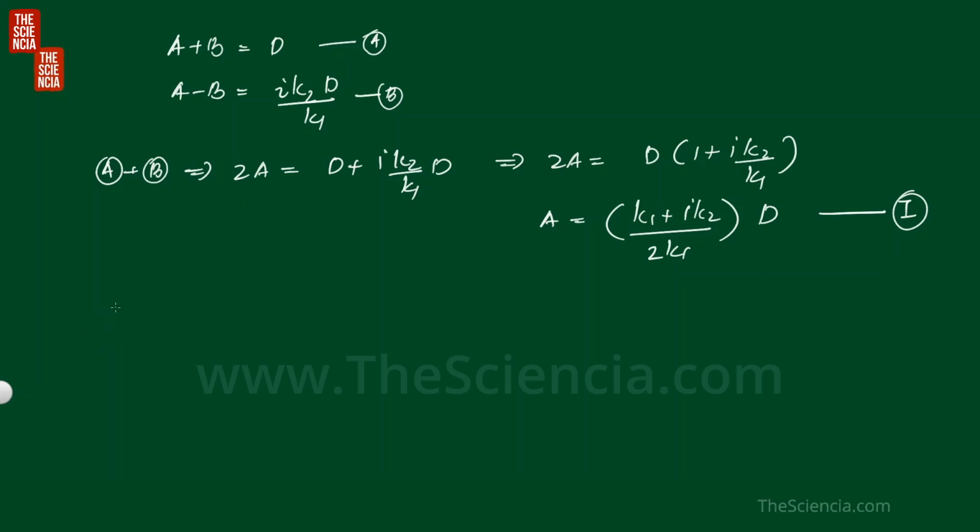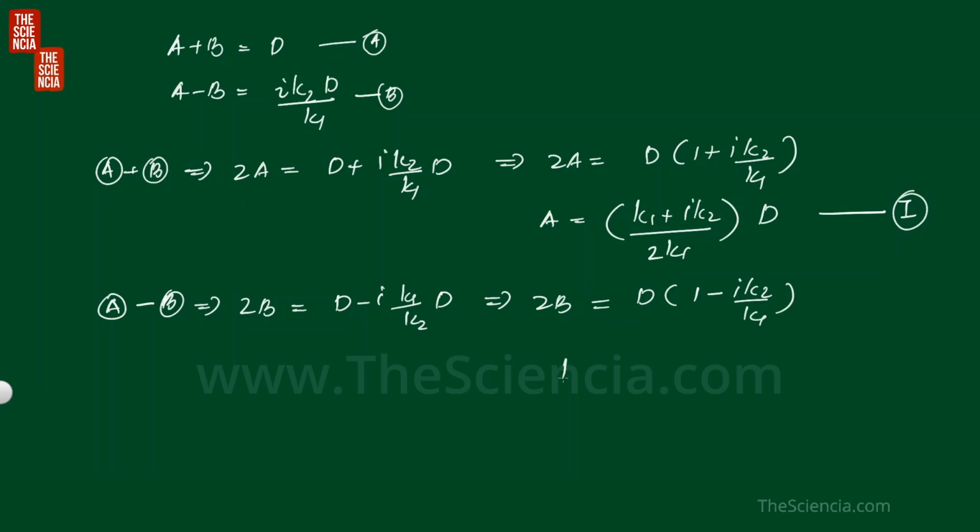And now I am going to subtract equation b from equation a. So what we will get? We will get 2b equal to d minus i k2 by k1 into d. That is 2b is equal to d into 1 minus i k2 by k1. That is b is equal to k1 minus i k2 by 2 k1 into d. I am calling this as 2.